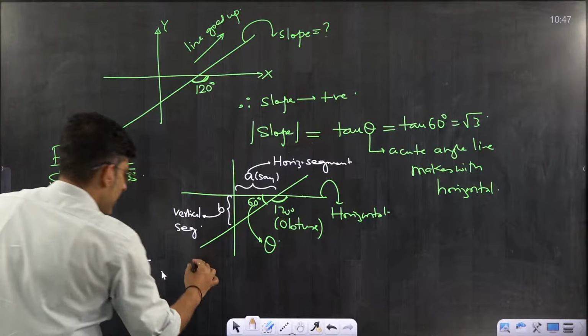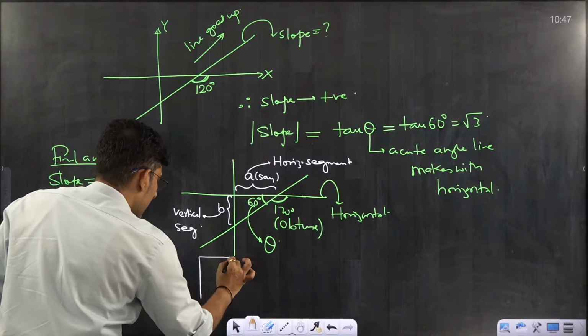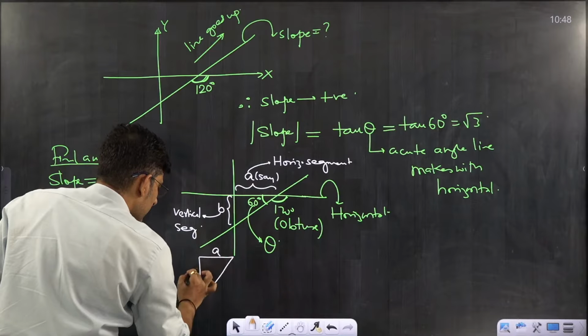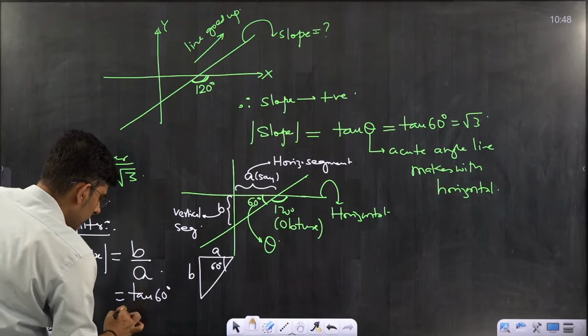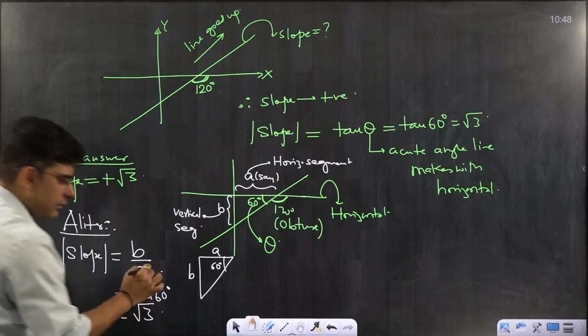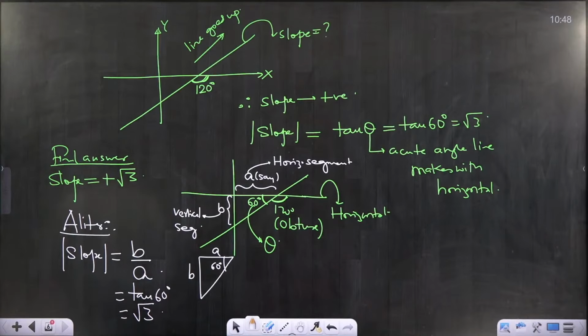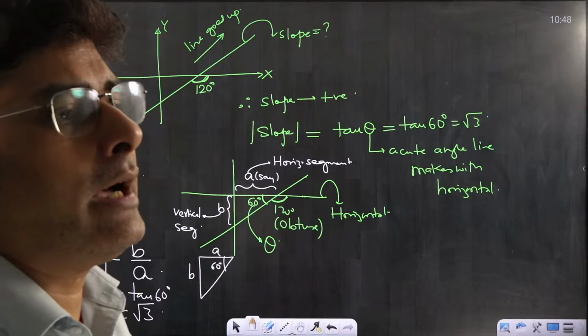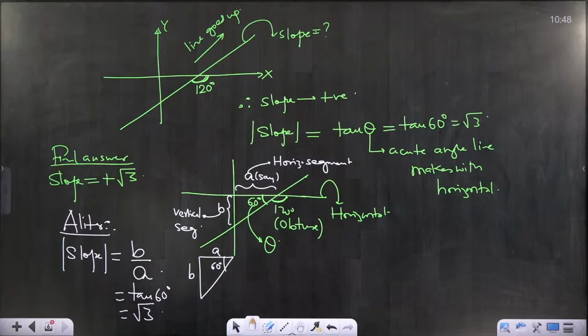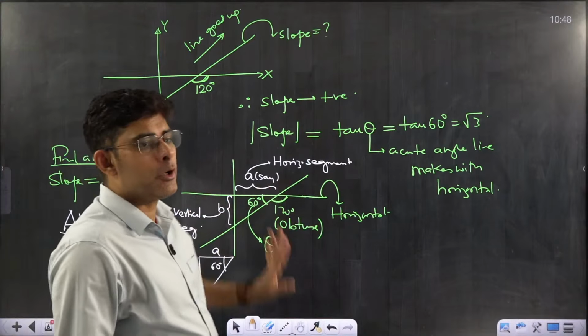But what is B by A? If you see, we have a right angle triangle. This angle is 60 degree. So B by A is nothing but tan 60, only the magnitude. This will become √3. So wherever you want to take beta, this is for all cases. This is for all cases.